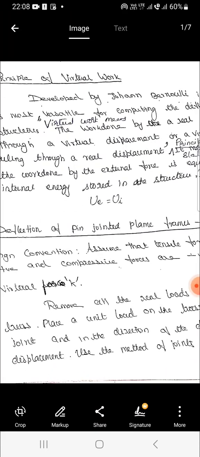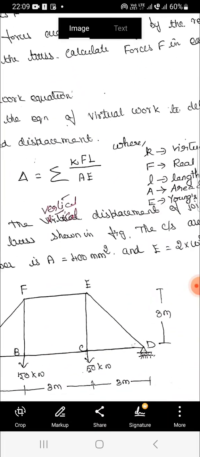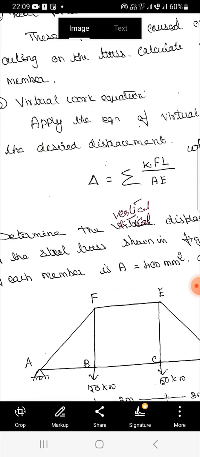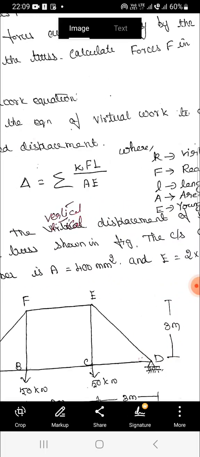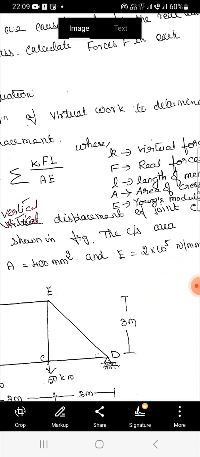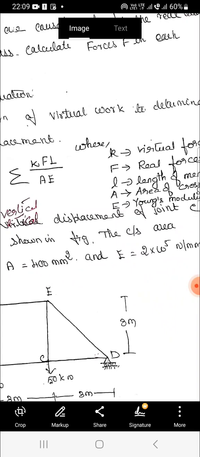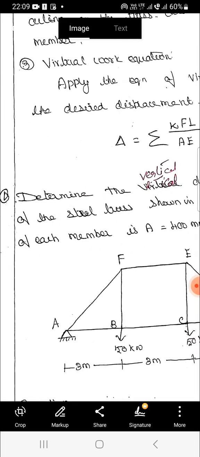What is the principle of virtual work? You see here, UE is equal to UI. UE means external work done, equal to internal energy stored in the structure. So that you can remember: the principle of virtual work is external work done is equal to internal energy. Using that, this equation is derived. Displacement delta equals summation KFL by AE. A is the area of cross section, E the Young's modulus which will be given in the problem, and L is the length of the member, which has to be found.